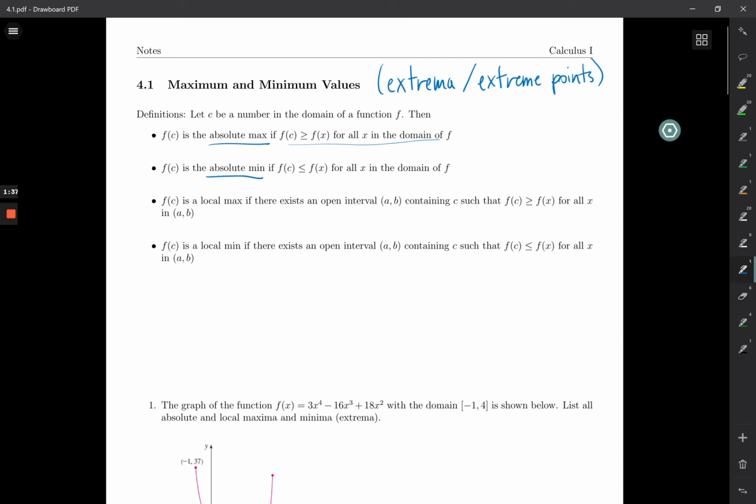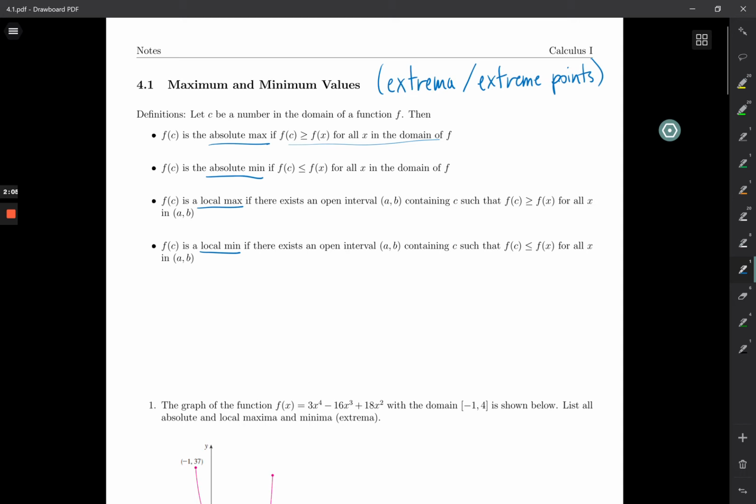And then we have our definitions of local extrema. We say that f of c is a local max if there exists an interval containing c such that within that interval it is the highest value, right? And then a local min, the same idea. So if we have an interval and inside of that interval it is the lowest value, okay?